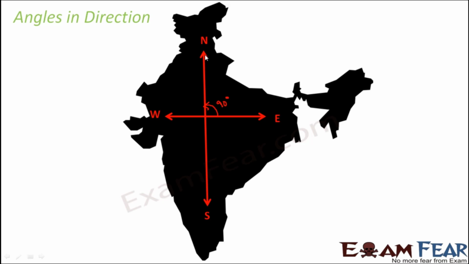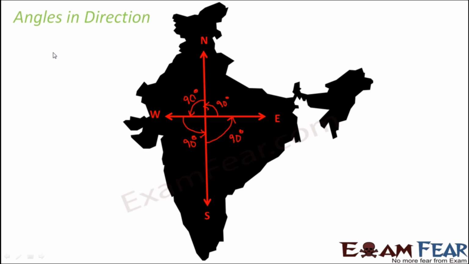So where do you go? You face towards north. You further rotate by 90 degree, you face towards west. You further rotate by 90 degree, you face towards south. A further rotation of 90 degree brings you back facing towards east. So this is anti-clockwise. Now what is anti-clockwise and clockwise?